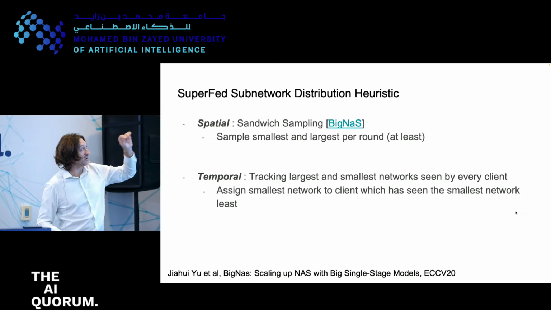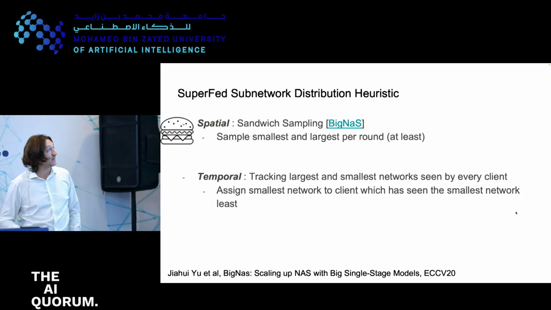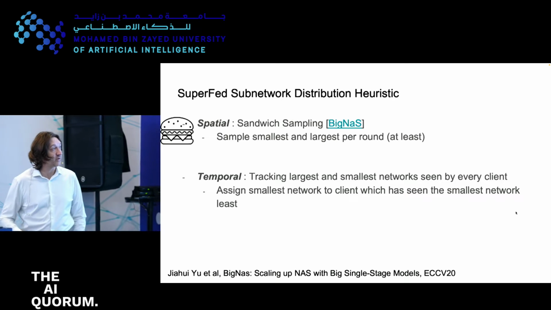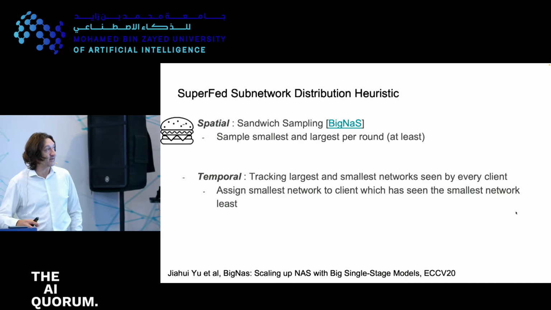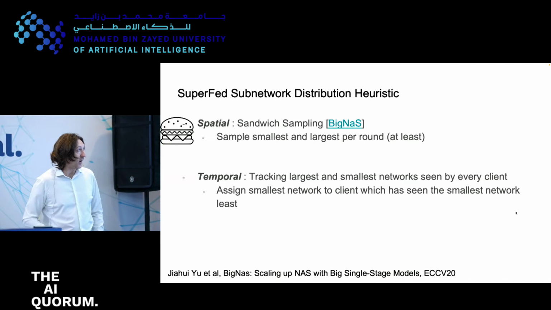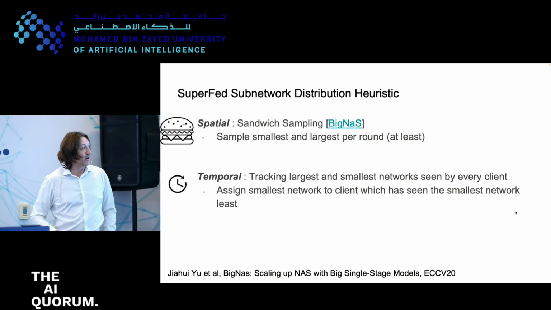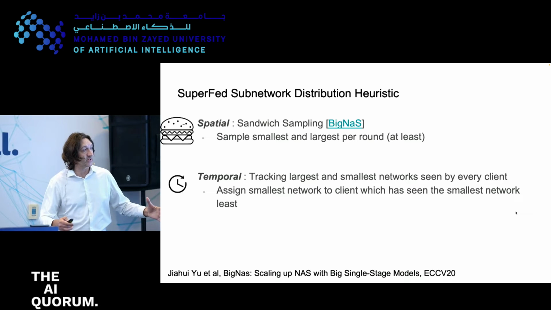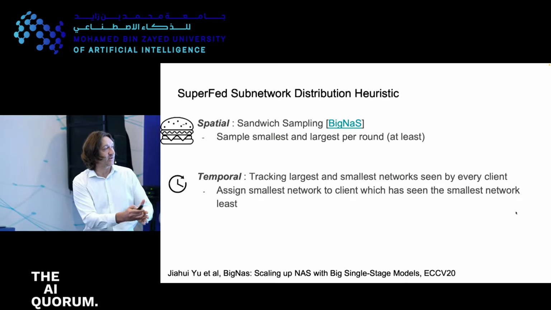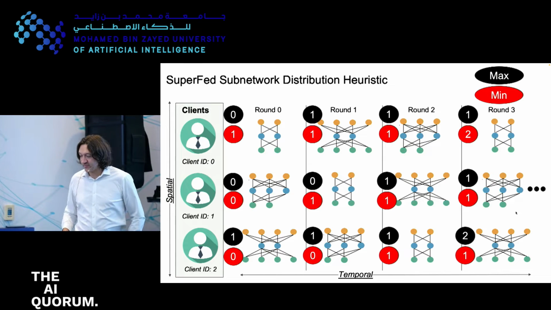And so for the spatial part, the way we sample is what's called sandwich sampling. What it does is it samples the smallest and the largest subnetwork per round, at the very least, and some number of subnetworks randomly sampled in between. And the temporal component is done by tracking the largest and the smallest networks that are seen by every client. So we assign the smallest network to the client which has seen it the smallest number of times. And we have an illustration for this.